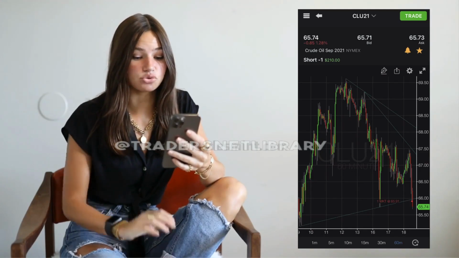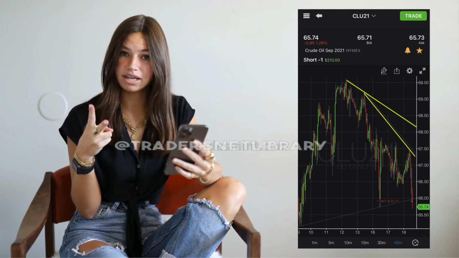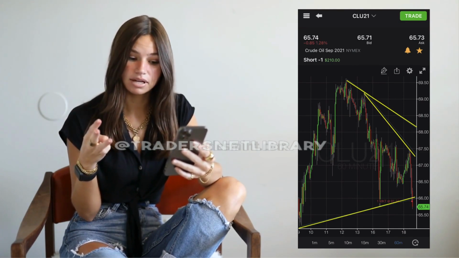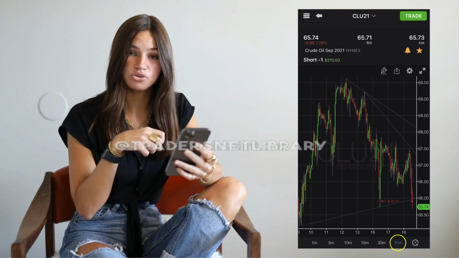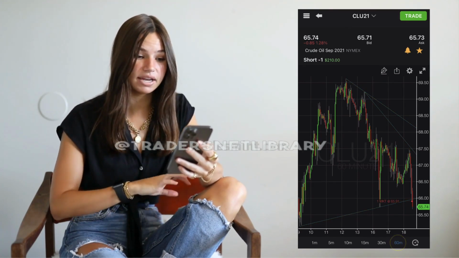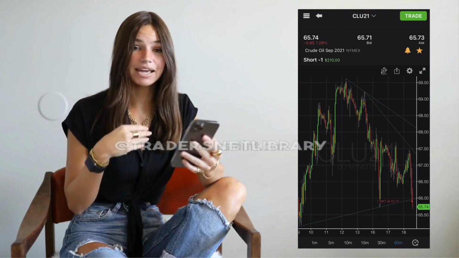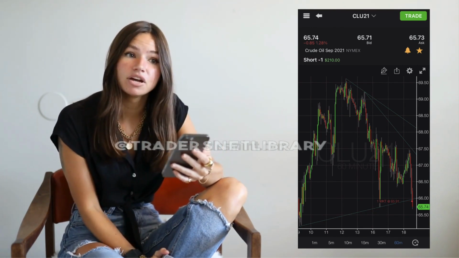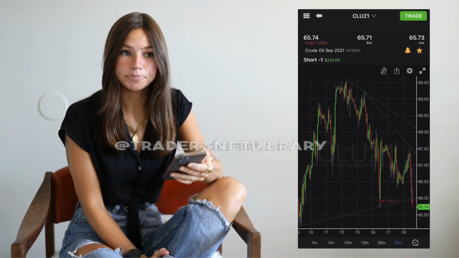Let's get into it. So this is right after getting in. You can see that I've got 2 down lines and I've got 1 up line. I'm also looking at a 60-minute time frame. So before I get into why I took this trade and what it is and how much it cost, I do want to let you guys know that I have changed my time frame from my usual 5-minute to 60-minute.